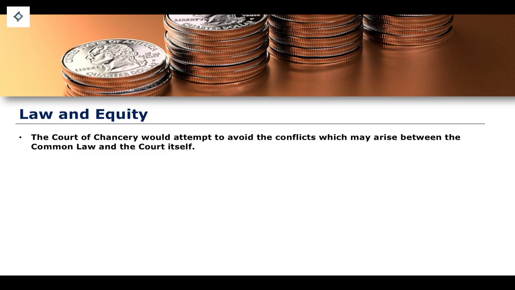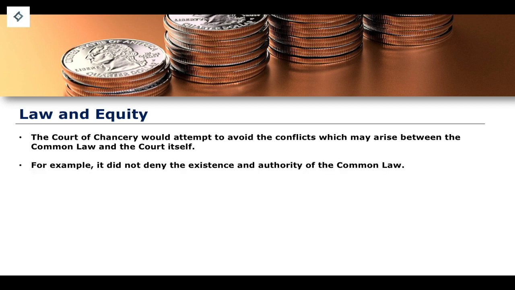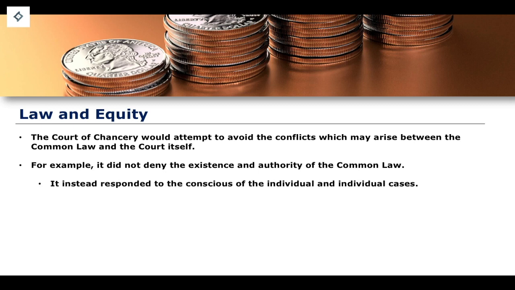So one of the things that the Court of Chancery historically did, at least in the medieval and early modern period, was avoid conflicts which may arise between the common law and the court itself. It did so by not denying the existence of the authority of the common law, but it rather acted in personam. It didn't apply legal principles the way the common law would. It instead applied principles of equity to individuals and individual cases.